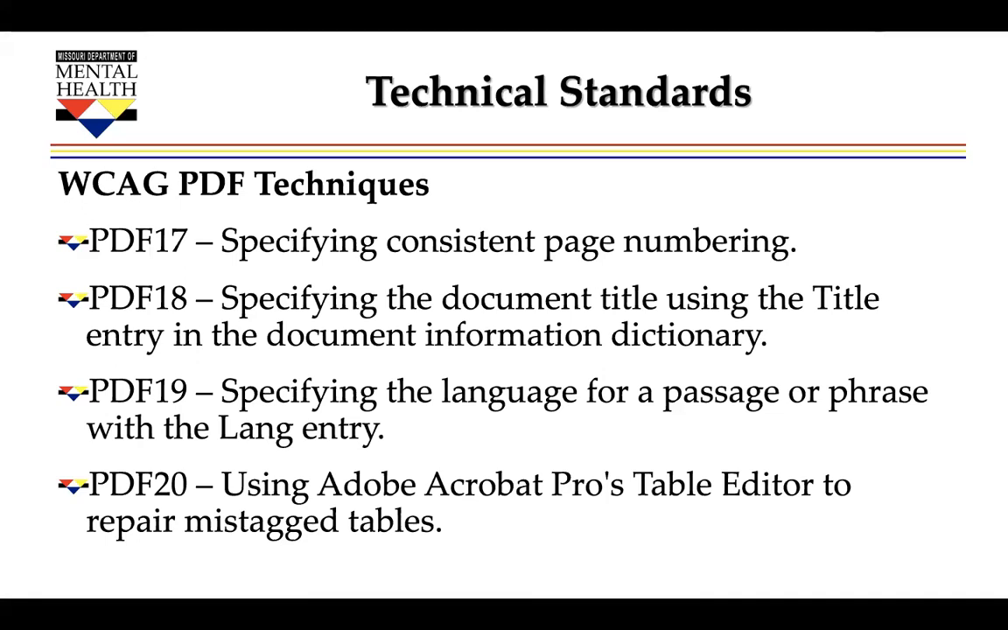Technique 20, using Adobe Acrobat Pro's table editor to repair mistagged tables. This especially applies when there are merged or split cells that have been set up within the original application and then it's converted to PDF. In most cases, those do not get tagged correctly in Acrobat Pro, even if the rest of the table is tagged correctly. And so that's something that specifically needs to be addressed.